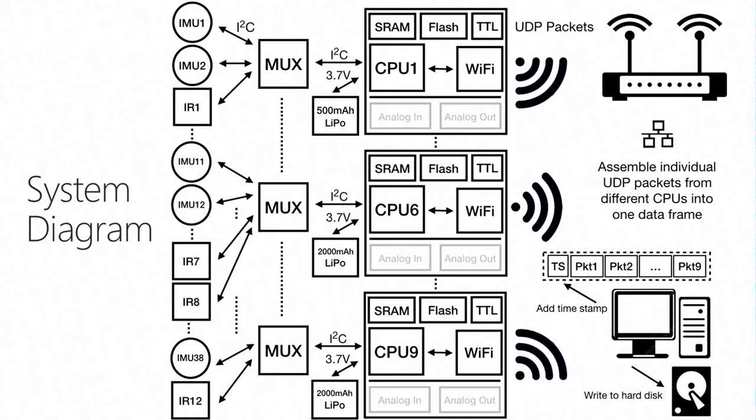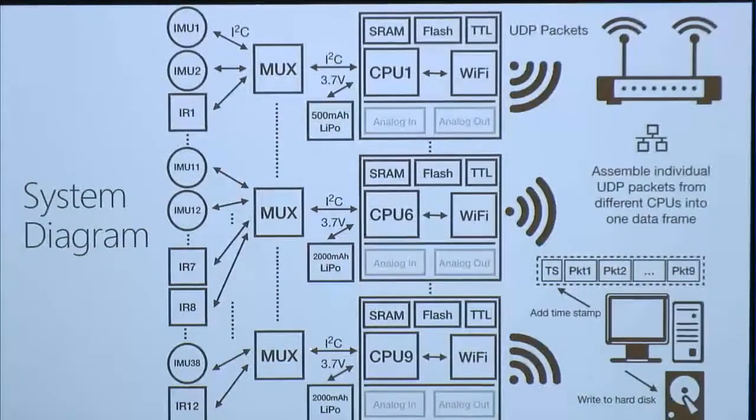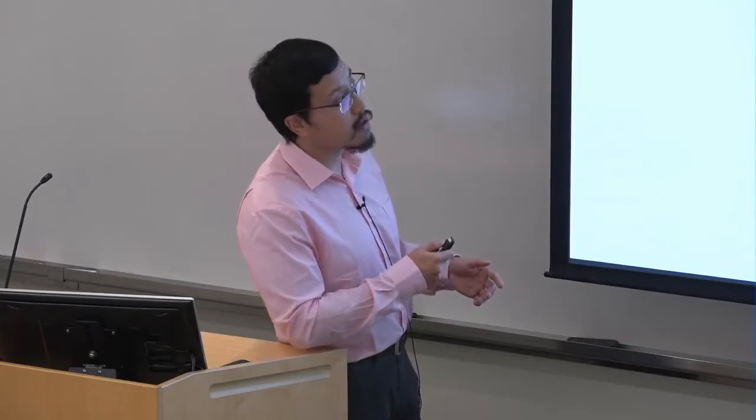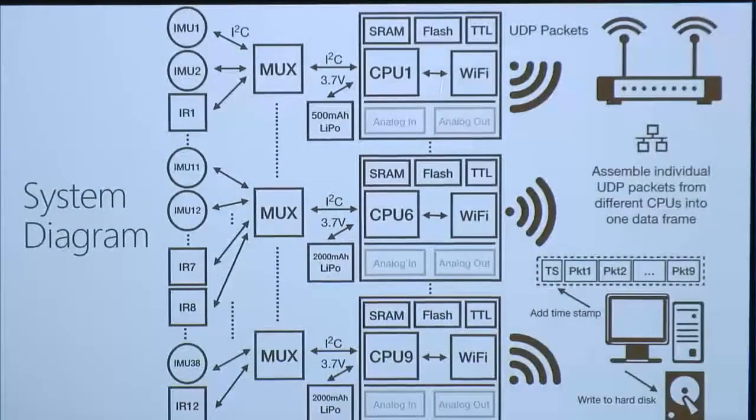This is the system diagram. On the left-hand side, all the sensors are connected to 1 or 2 or even 3 layers of multiplexers because we have so many sensors altogether. And the mux will talk to all the individual CPUs. The CPUs pull the data from their connected sensors and compose UDP packets. Every single CPU is doing this and sending all the packets through Wi-Fi.